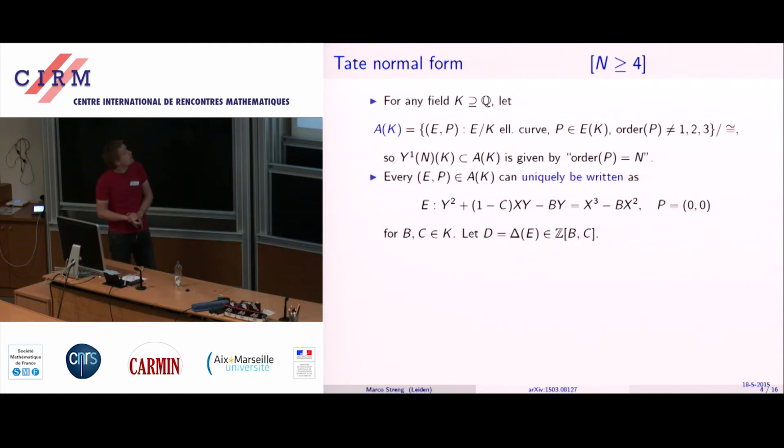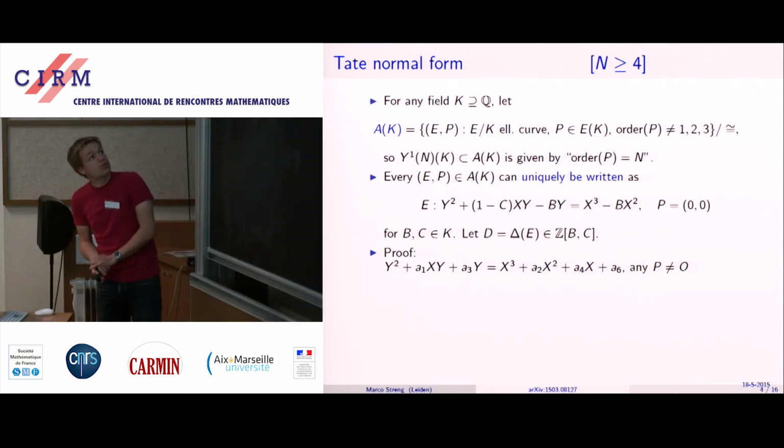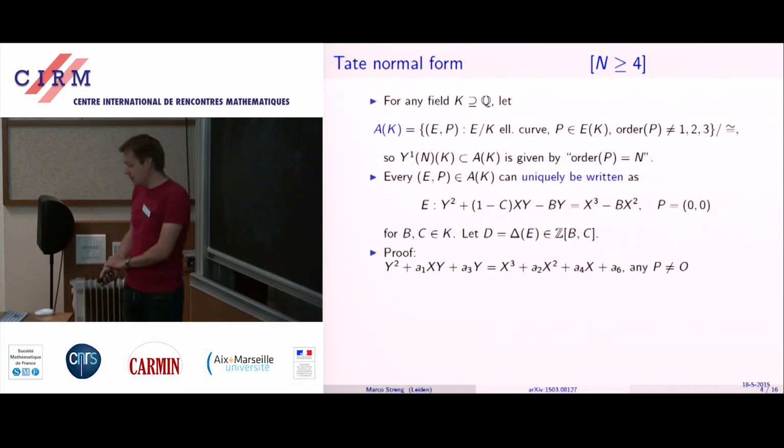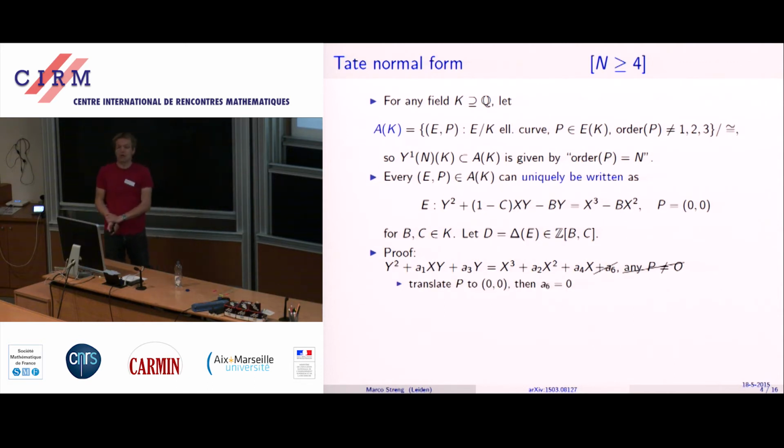I'm going to let D be the discriminant of this, and let me now prove this Tate normal form for those who have never seen it before. It's really a nice short proof. You start with a general Weierstrass equation for whatever elliptic curve and point that you have: y squared plus a1 x y, etc. Then the first thing you do is translate this model, adding some constants to x and y to move this point P to (0, 0). Because this point is on the curve, that makes a6 equal to 0. So we get rid of a6.